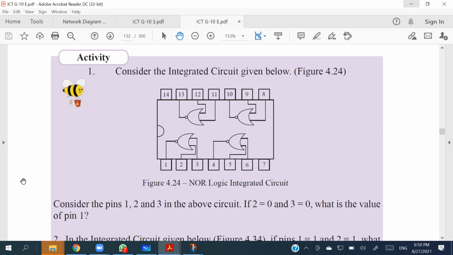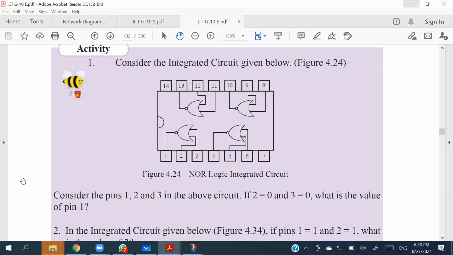I want you to try this activity now and just type me the answer. It's a very simple thing that they are asking. Read it carefully and tell me the answer. And for my information, what is the type of gate that they have used in here? Which kind of gate are they using inside this IC? What's the name of that gate? Yes, very good. That's a NOR gate. All right, now tell me the answer.